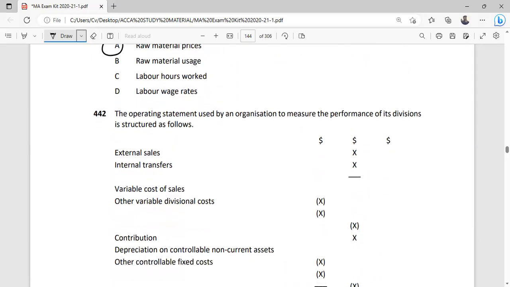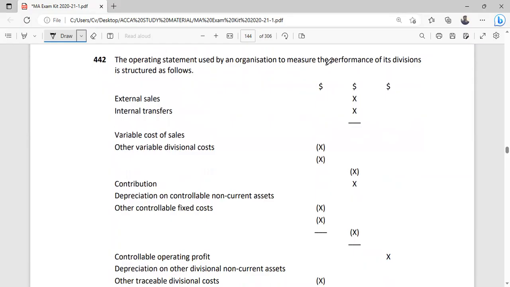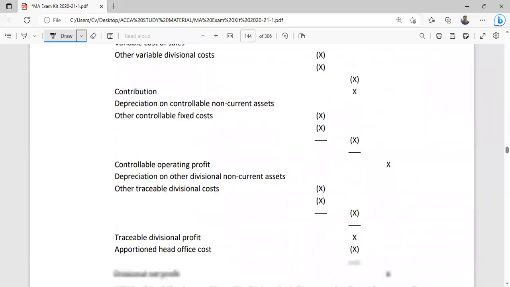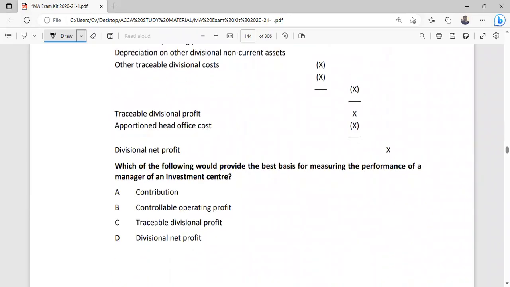Okay. The operating statement used by an organization to measure the performance of its division. The whole format is provided. Which of the following would provide the best basis for measuring the performance of a manager of an investment center? Performance of a manager of an investment center. Controllable operating profit is a measure which is used to evaluate the performance of the investment manager.